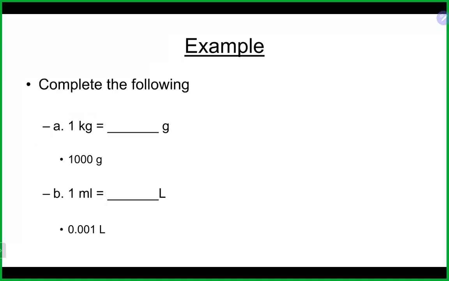So let's take a look at some of these. Again, 1 kilogram is 1,000 grams. 1 milliliter is 0.001 liters. And that is our milli conversion. Our milli being, as we look at that table, basically 10 to the minus 3. That is 1 times 10 to the minus 3, and if you turn it into a decimal, 0.001.